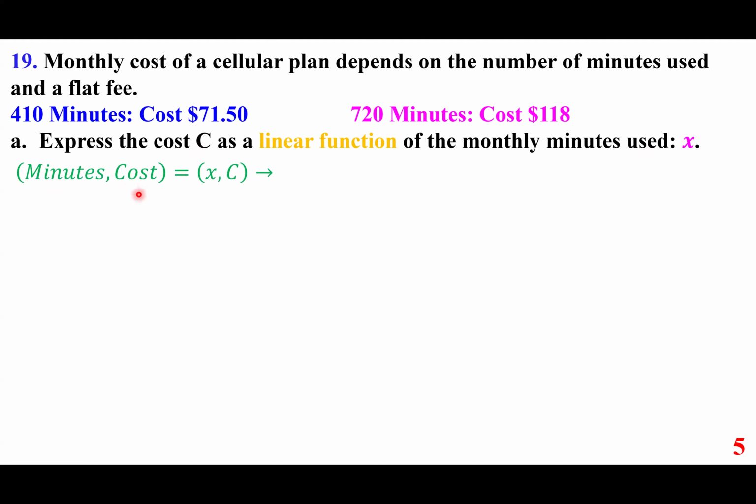Minutes, comma, cost. That's x, comma, C. Okay, minutes is the independent variable because C is a function of x. And capital C is the dependent variable. The cost depends on the number of minutes used. So it's pretty straightforward.